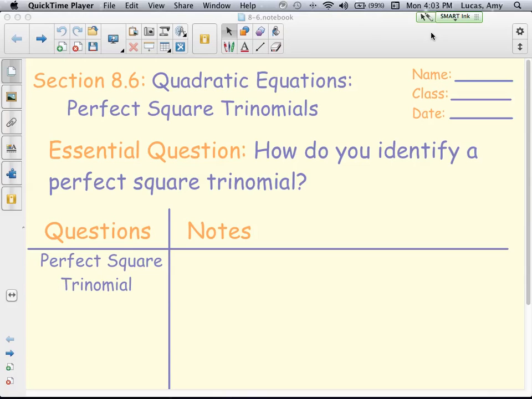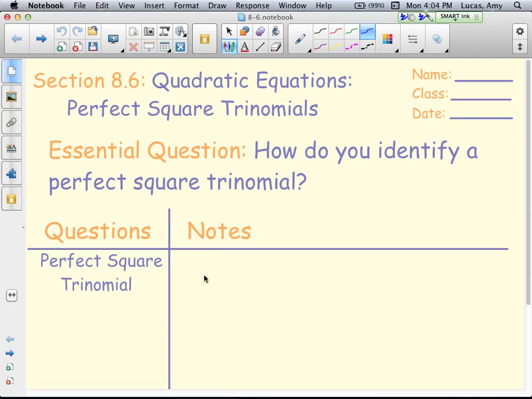Our lesson today is 8.6, quadratic equations, perfect square trinomials. Our essential question says, how do you identify a perfect square trinomial? Well, a perfect square trinomial looks like a perfect square. So the binomial factors are exactly the same.